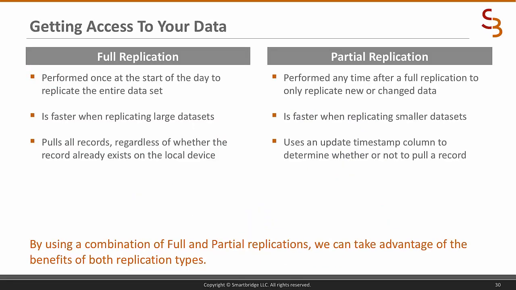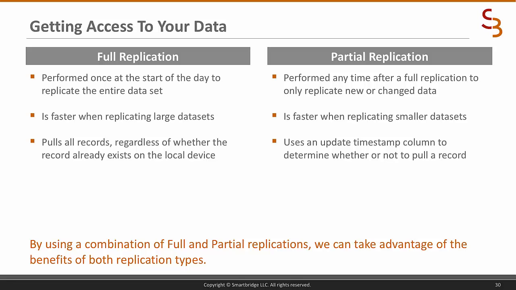So when we are performing these replications, there are two different types to choose from, either a full or partial replication. And there are benefits to each type of replication. In our application, we first use a full replication if it is either the first replication for that day or if there's no local data available. Then we would use partial replications after that to only pull down data that has changed.